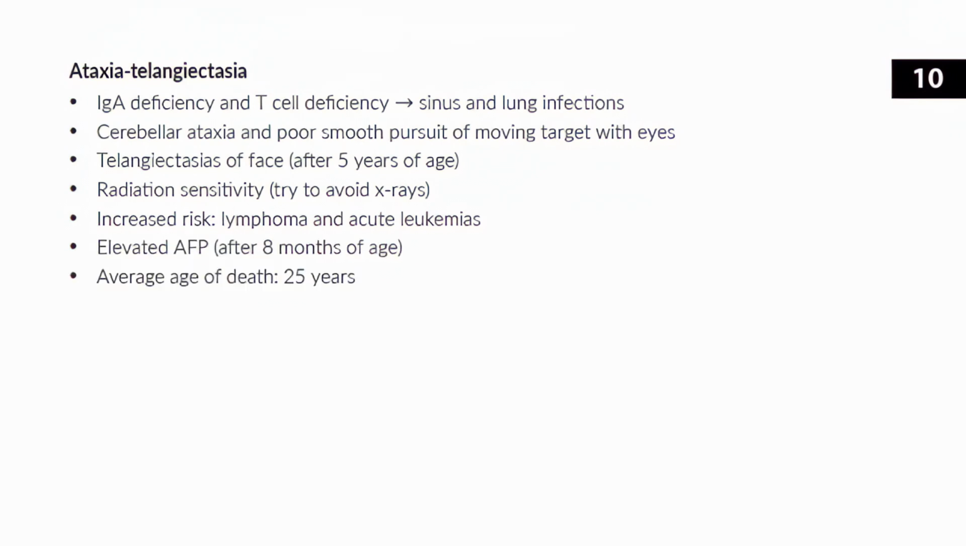AFP is usually elevated in these kids after about 8 months of age, and that can be useful for screening. In that toddler with poor smooth pursuit, you might check an AFP level. So remember, A for ataxia, A for IgA deficiency, and A for AFP.